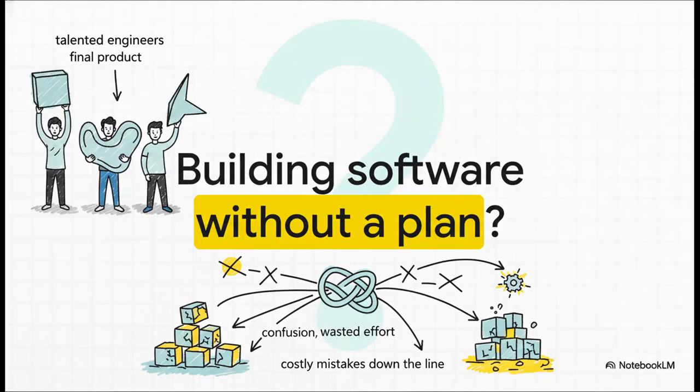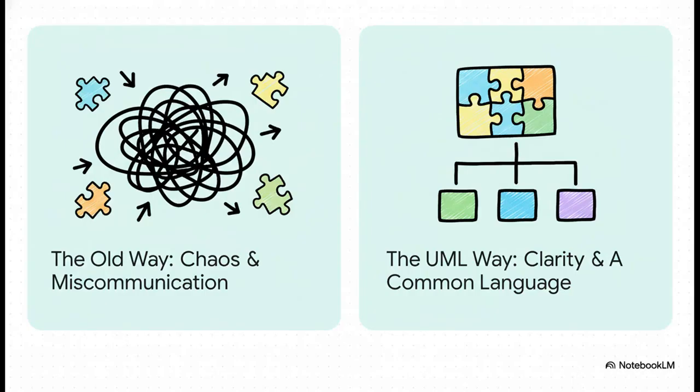Right, so what happens when you try to skip that step? Just picture it. You've got this team of brilliant engineers, but every single one of them has a slightly different idea of what they're building. It's an absolute recipe for disaster, just tons of confusion, wasted effort, and some really, really expensive mistakes later on. And this is the exact problem UML was born to solve. It literally takes a project from that tangled, chaotic mess of miscommunication and turns it into something with total clarity, a common visual language that everyone can understand.